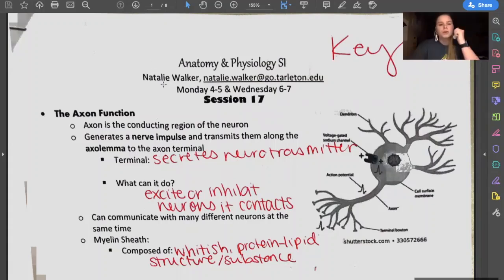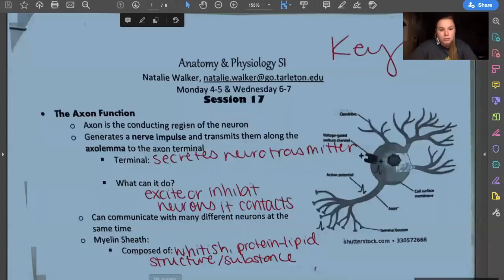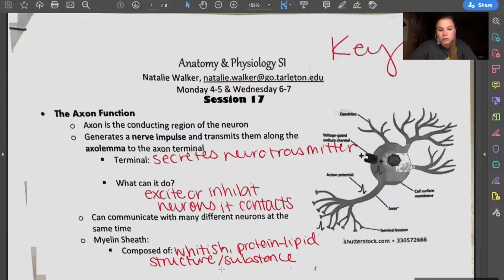Okay. All right, so the axon is a conducting region of the neuron, right? The axon is the conducting region of the neuron. That's where our action potential, which is what this little wave is, runs down, right? So say we get an impulse right here from another neuron.